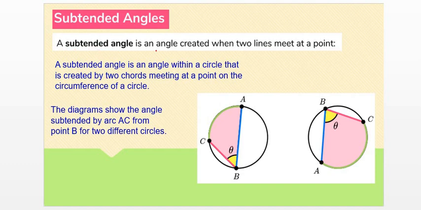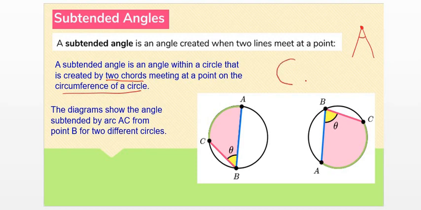A subtended angle is an angle created when two lines meet at a point. So when two lines meet at a point, the angle that is created here is called the subtended angle. A subtended angle is an angle within a circle that is created by two chords meeting at a point on the circumference of a circle. Now what does this definition mean?